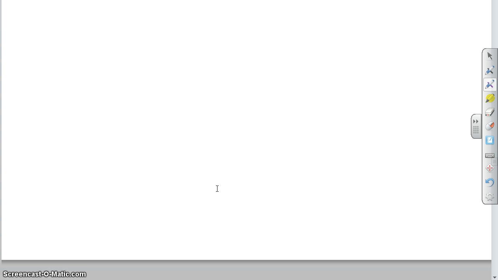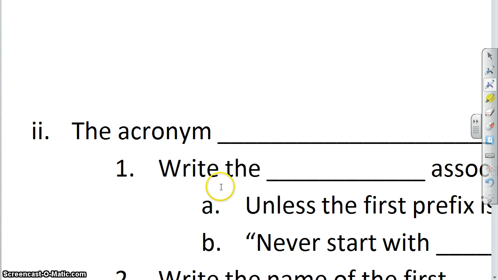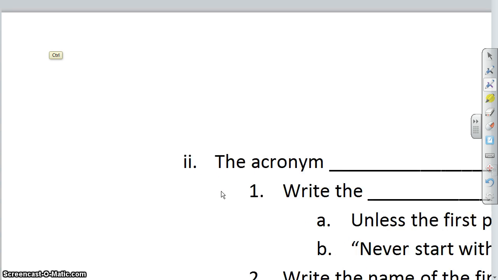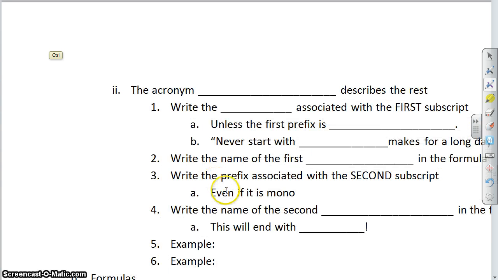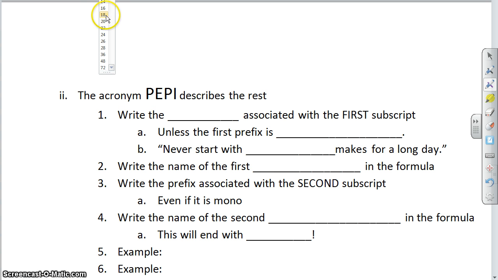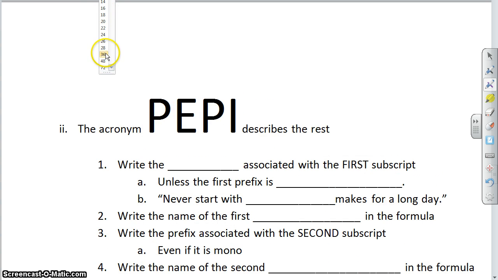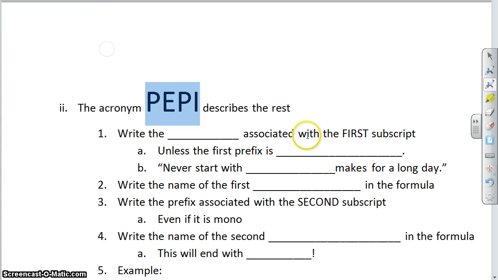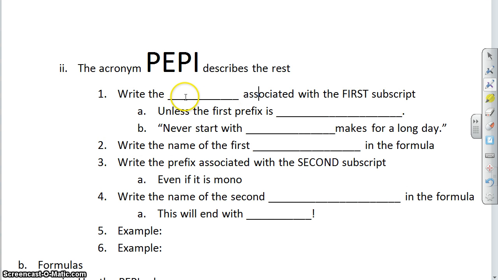Once you have those, you can begin to know how to write the names. So what we're going to do is learn a little acronym that's going to help us remember the rules here. The acronym is PEPI, P-E-P-I, and we're going to see how to use the term PEPI to help us remember how to name type 3s.